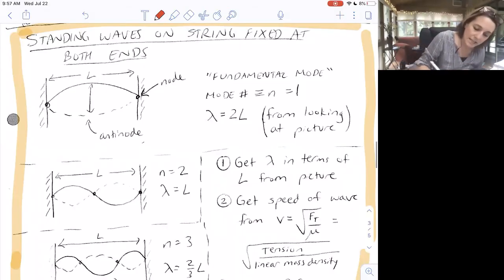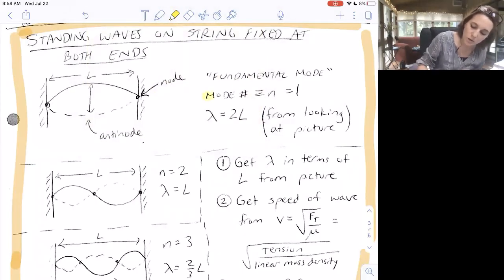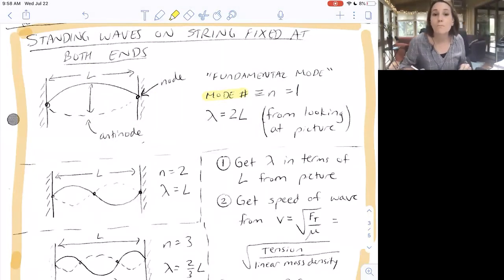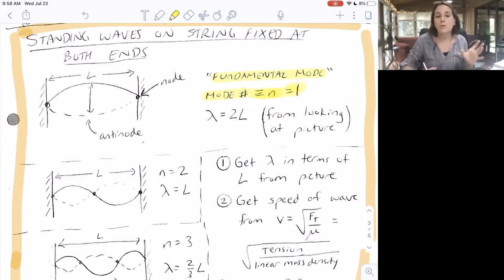And then, a couple key things to point out. First, we're going to define something as mode number. Mode number is the number of the mode that we're talking about, because you can create different shapes. You can have this very low mode, the fundamental. You can have higher ones with more nodes and more antinodes. The mode number is n. When we say mode number 1, we mean the fundamental mode. We sometimes also call these harmonics. And so the second mode could be the second harmonic, etc.